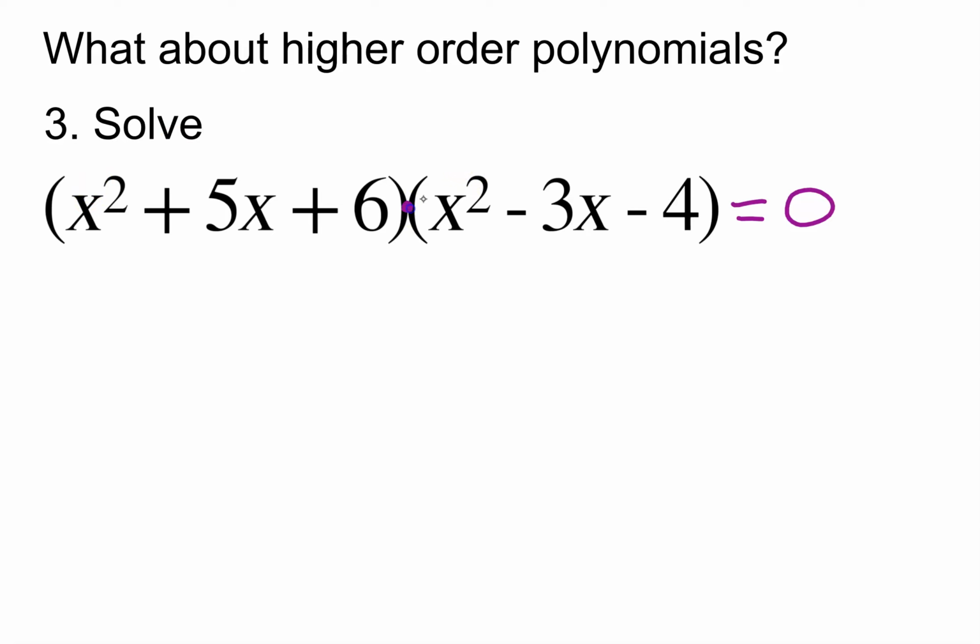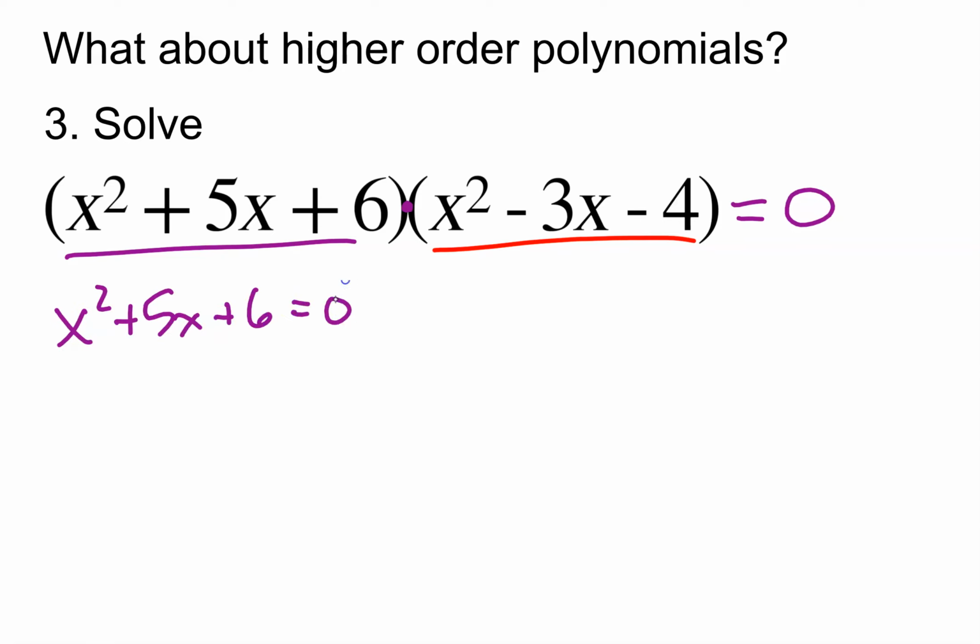But since right now it's written as a multiplication problem, as this factor times this factor, that means I can set these two factors equal to 0 separately. So I could write x squared plus 5x plus 6 equals 0. And I could also write x squared minus 3x minus 4 equals 0. And solving these equations separately is how I would find the solutions to the overall equation, because the zero product property tells me either this is true or that is true, or both.